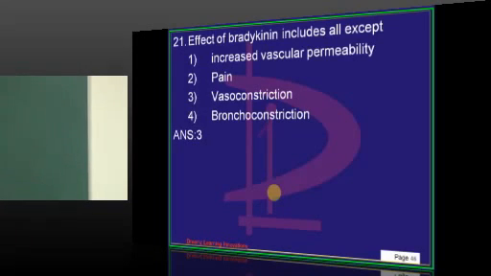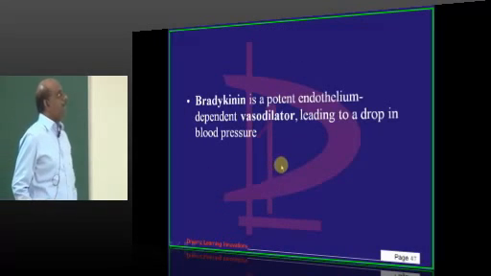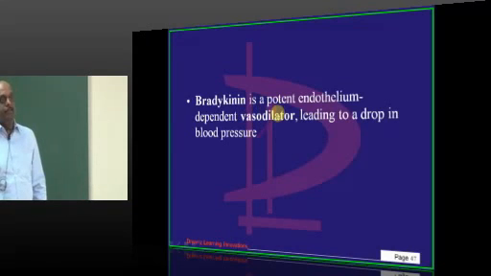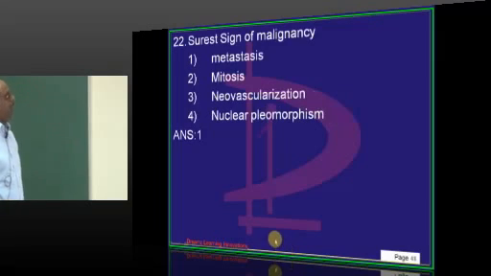Now, what is the effect of bradykinin? Bradykinin is basically a vasodilator, not a vasoconstrictor, because it causes the endothelium derived relaxing factor release, which mediates the vasodilation, is what you need to remember.